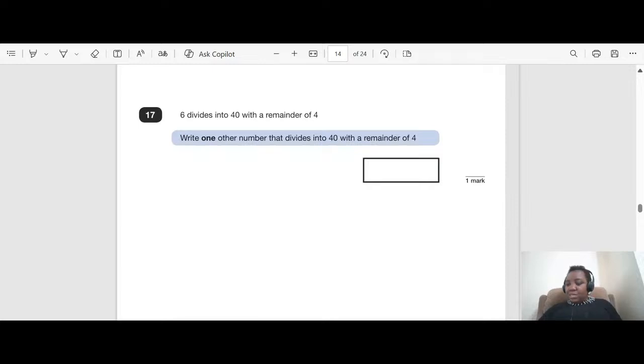So we can pick the number 3, we can pick the number 4, we can pick the number 9, we can pick the number 12, and we can also pick the number 36 itself, because when you divide all of these into 40, you get a remainder of 4. So you can have different answers.